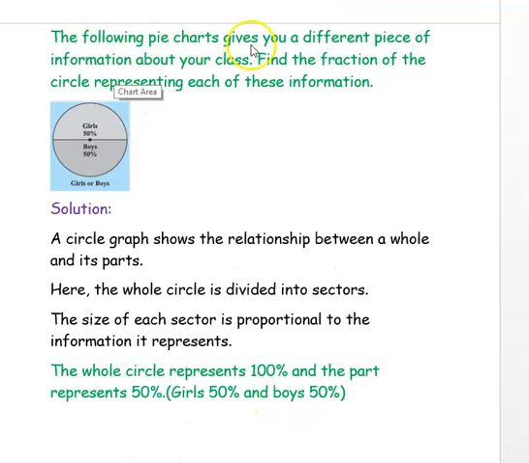Next question: the following pie chart gives you different pieces of information about your class. Find the fraction of the circle representing each of this information. Given is the circle graph representing 50% girls and 50% boys. A circle graph gives the relationship between the whole and its parts. The whole circle is divided into sectors. Each sector represents the information given. The whole circle here represents 100%, and this half is 50% for girls and 50% for boys.